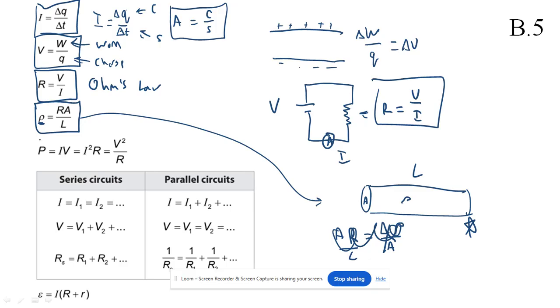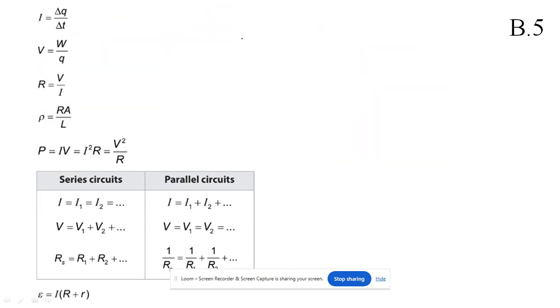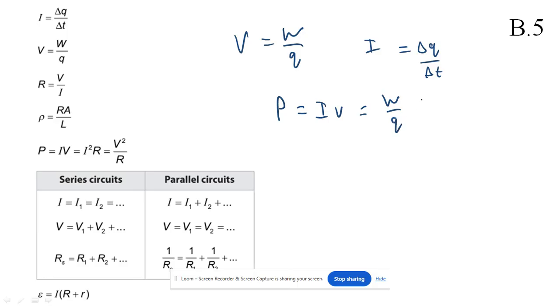And then these are our power equations. Power dissipated by a resistor. We always say that. What is the power dissipated? Remember that voltage is work over charge. Remember that current is change in Q over change in T. And so if we multiply, power as IV, well, if we multiply work over charge times charge over time, we get work over time. So that's why it's IV.